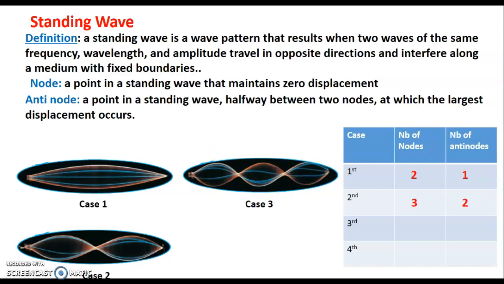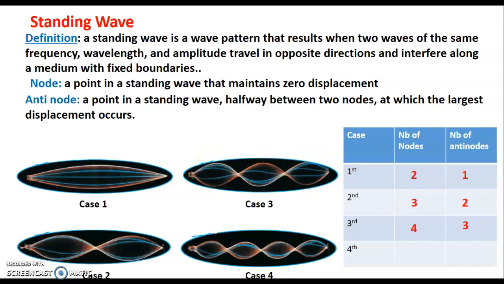So now for the nodes and the antinodes, in case 3, when there are 3 loops, there are 1, 2, 3, 4 nodes and antinodes 1, 2, 3. Finally, case 4, in which there are 4 loops formed. The number of nodes is 1, 2, 3, 4, 5, so 5 nodes, and the antinodes 1, 2, 3, 4. As you can see, you should notice that the number of antinodes is always less than the number of nodes by 1.